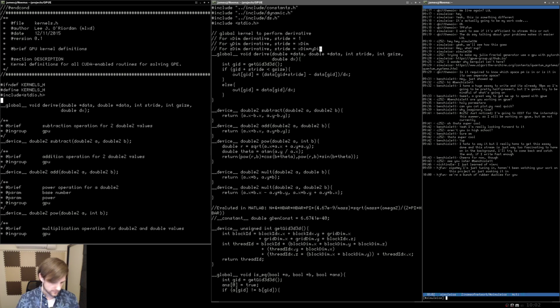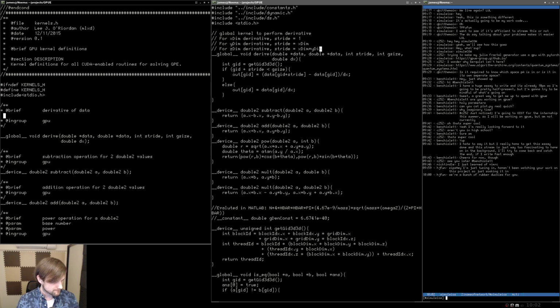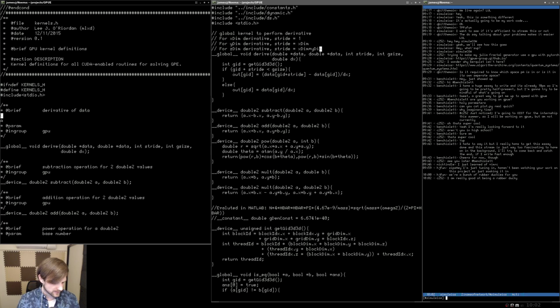Let's do this. It's going to be brief subtraction, so I'm just going to say derivative of data. Derivative of data. And in group GPU should be fine. I should add in some parameters here. So we're going to say param. And here we're just going to say, did I use tabs or spaces before? I think I used spaces.